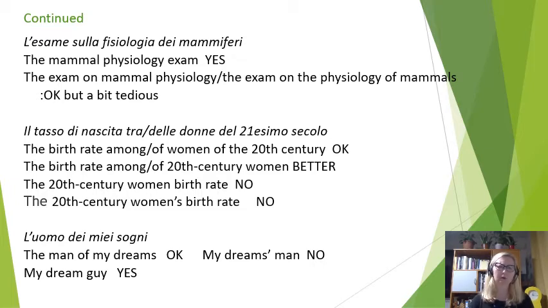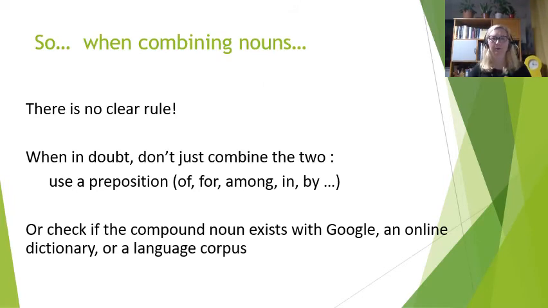And I would not use the apostrophe S here, even if it is women, it's people, okay, but it's not the birth rate belonging to the women. It's the birth rate of the women, having to do with the women, among women. Okay, so it's really not correct to use the apostrophe S here. "L'uomo dei miei sogni." The man of my dreams, yes. My dreams man, no. My dream guy, yes. These are fine, no. My dreams man. Okay, moving on.